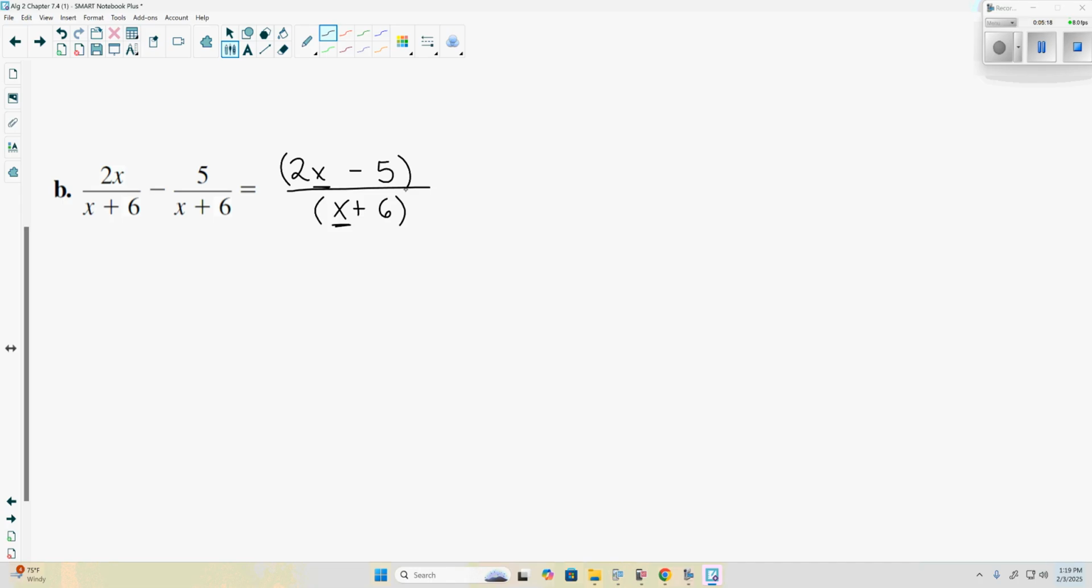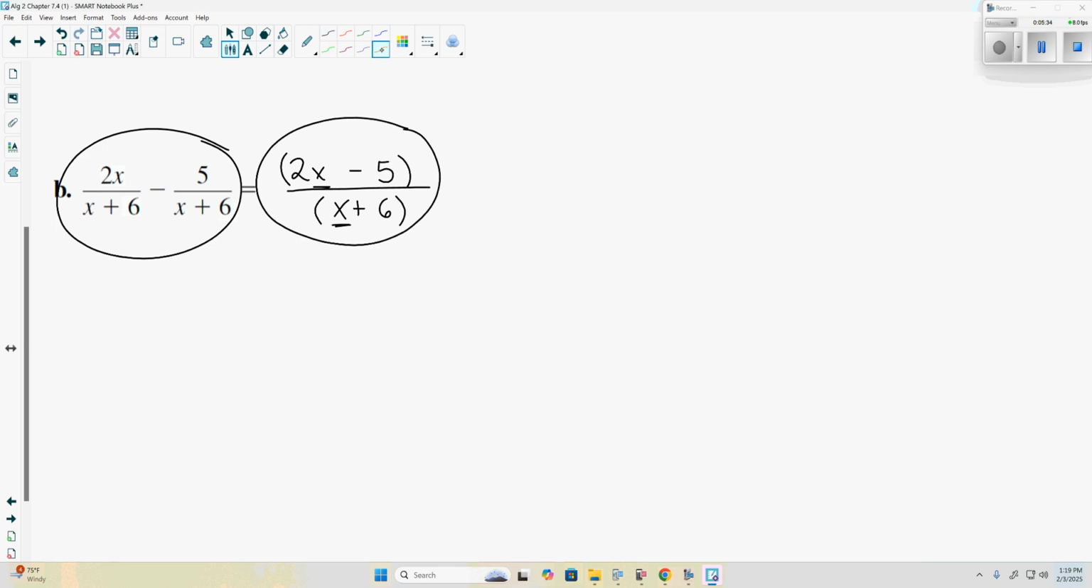Because the only way we could, quote unquote, simplify this, is by splitting the numerator back apart. But that would take us back to where we started. That's not simplifying, that's going backwards. So this is as simplified as it gets. This is our final answer.